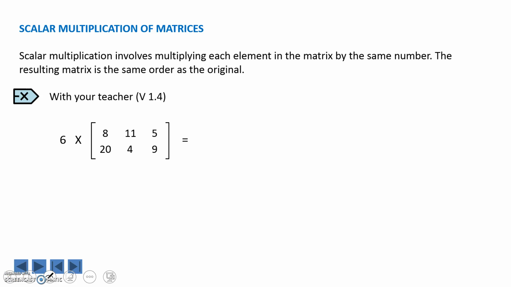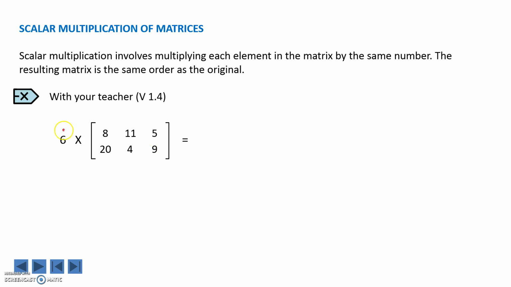Now we're going to look at scalar multiplication of matrices. This should be on page 7 in your book. This is very similar to expanding out brackets, but this time, instead of just expanding out one thing, we're going to expand out every single element.